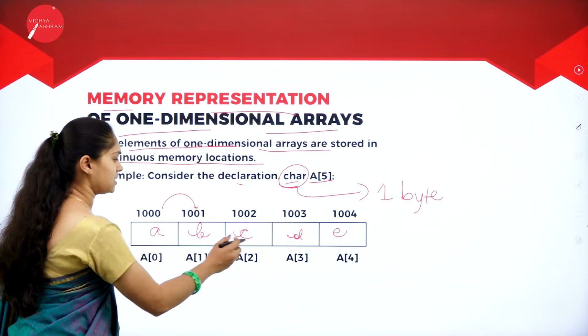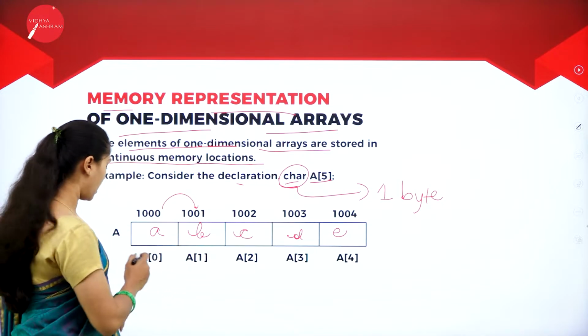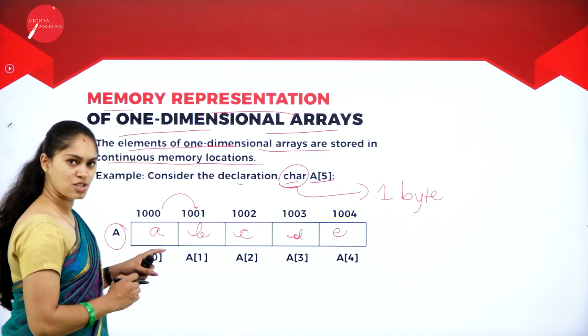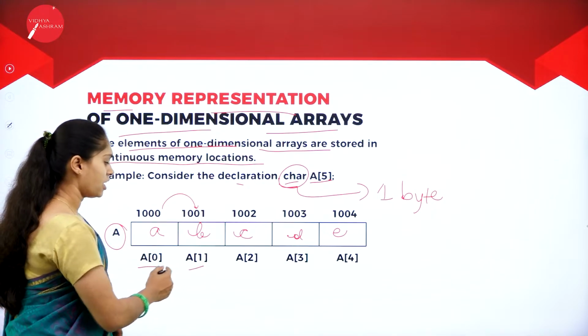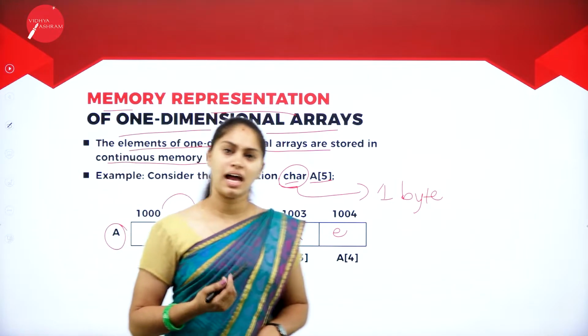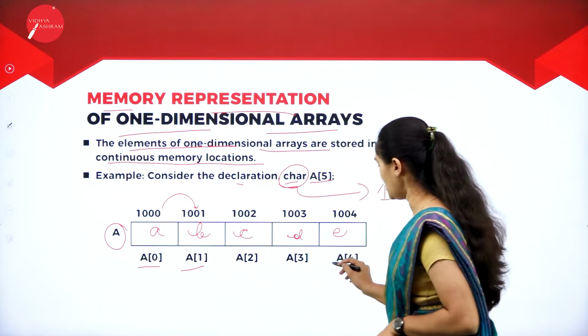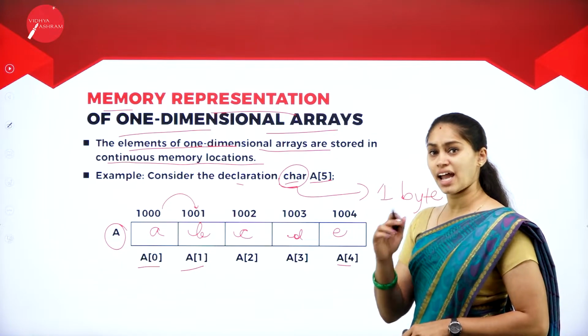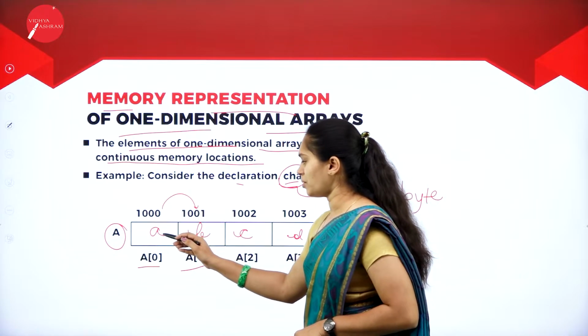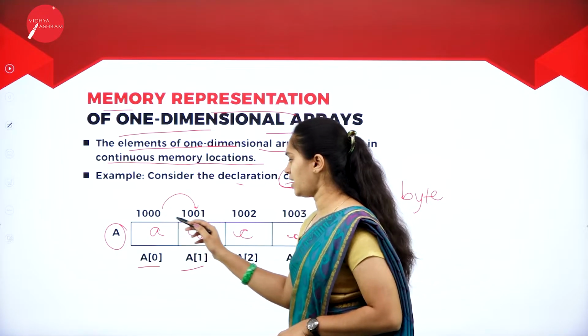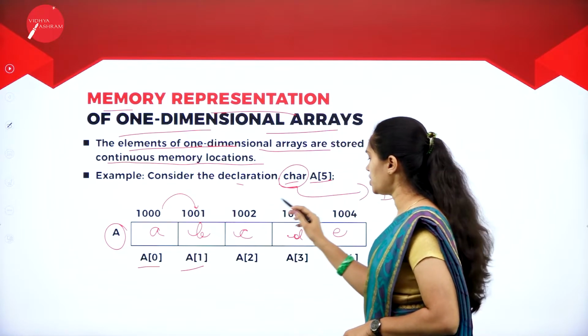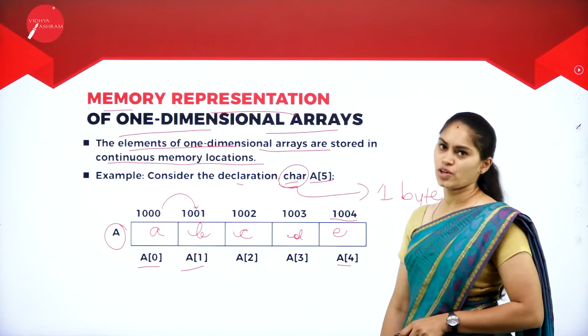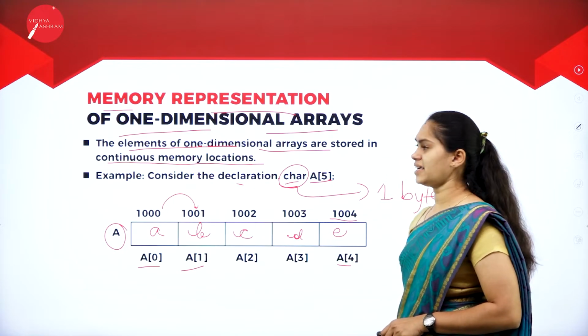So A, B, C, D, E are the elements of the array called A, and the index of the first element is A of 0, then A of 1, A of 2, A of 3, and the last element is A of 4. It is always n minus 1. And the memory address of the first element is 1000, next is 1001, 1002, 1003 and 1004. So this is for the character data type.